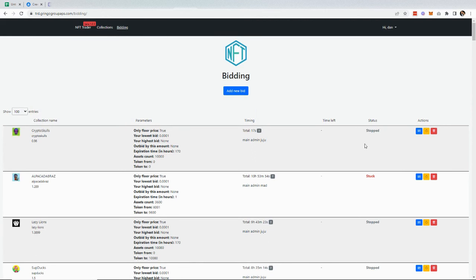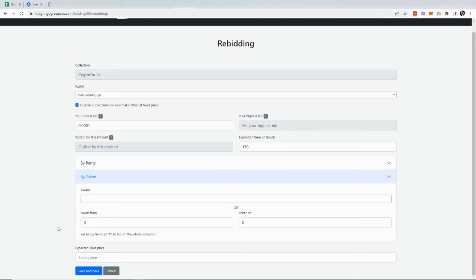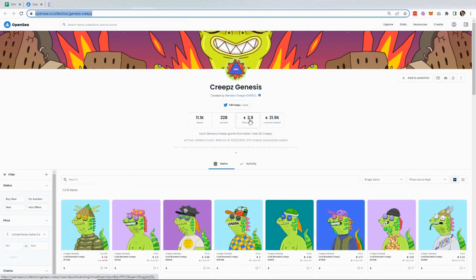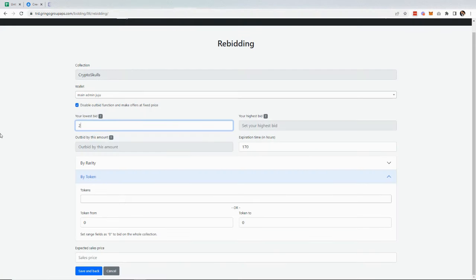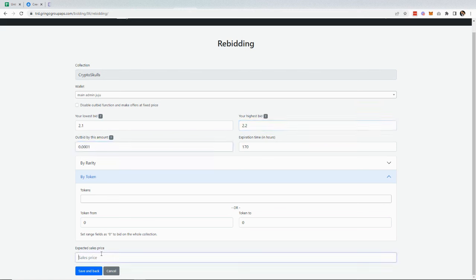And you just come back every 2 hours to your computer. You're going to click on this button right here. It says rebid, and it will remember all your settings, and you just have to put in your new bid. Now, let's say the floor price has gone down to 2.8, and you want to adjust your bids down a little bit. Maybe we don't want to bid so aggressively. Now we're going to go down to 2.1 as our minimum and 2.2 as our maximum, right? So look up only the same amount. Then you just put in your new expected sales price, save and back, and it's going to run again.